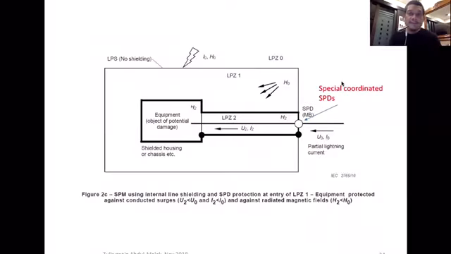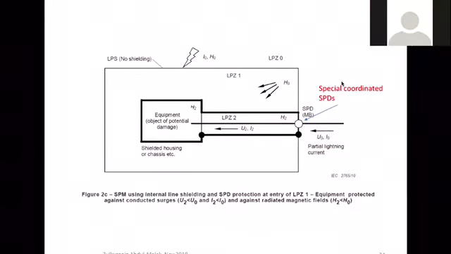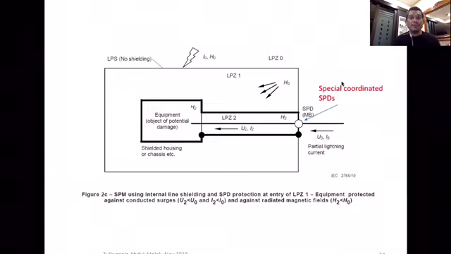In this case, as you can see, what's the difference? The difference is like this. There's no shielding in the first zone. Only in the second zone, there's shielding. But it goes from 0 to 2 straight away for the shielding.